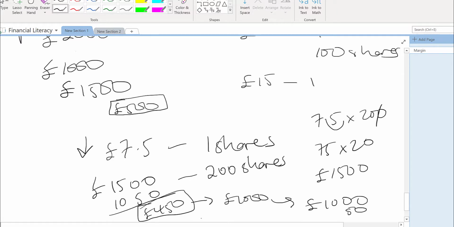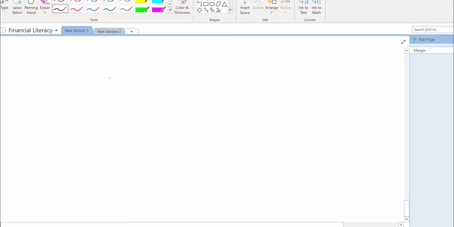Okay. So that is in that scenario of using your margin. Let's say you did this without the margin. You did this with just your £1,000 and the share price dropped to £7.50.